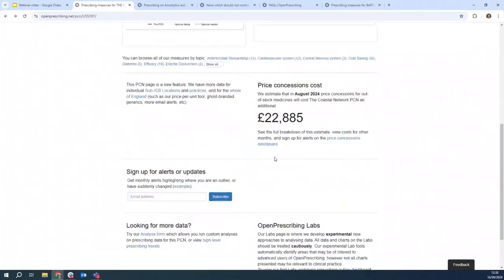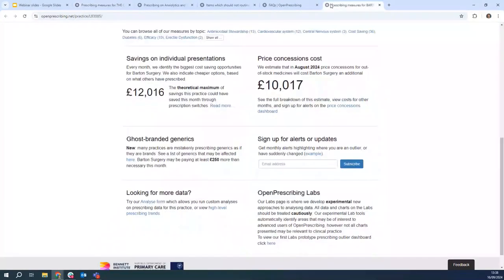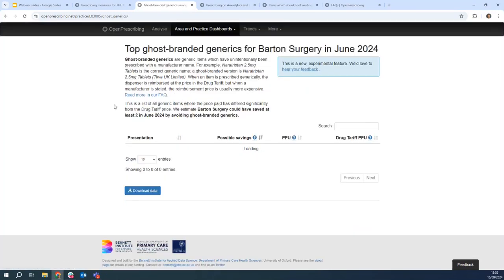Right, okay, then next we will look very briefly at ghost branded generics. So here, actually, this is an example of where you might need to have a look at a practice rather than a PCN. So like I mentioned before, there's different tools that are available only at practice level. So ghost branded generics, one thing that we think about, the amount here is pretty small, £250 a month. So I'm not expecting to find a lot in here. But we'll have a very quick look.